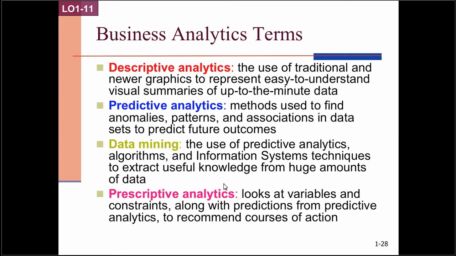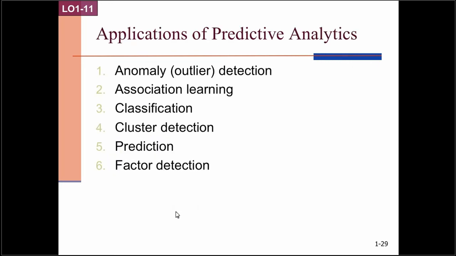That's one example. The last one, prescriptive analytics, will look at variables and constraints along with prediction from predictive analytics to recommend courses of action. As an example, Amazon. If you go to Amazon and start to purchase a book, they will give you a recommendation saying those who purchased that book also purchased the other book. This is a type of prediction that, okay, we think he will be interested in the other item, and accordingly they give you the item and you might purchase it or not.